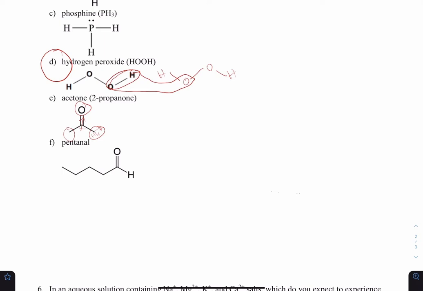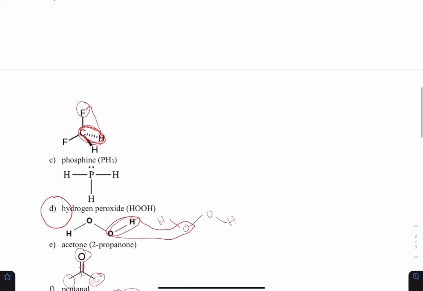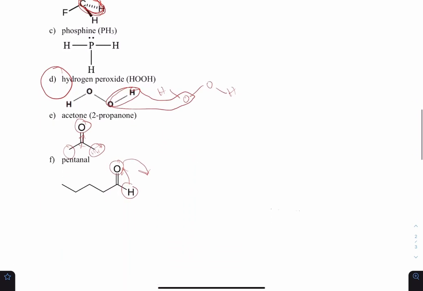Letter F, last one, pentanal. Well, we've got hydrogen and we've got oxygen, but they're not bound together. The hydrogen is not on the oxygen. And so this is not going to have hydrogen bonding when it comes in contact with another pentanal. So if we look at all the options, it looks like just A and D are going to be hydrogen bonding, based off the criteria of what makes up a hydrogen bond.